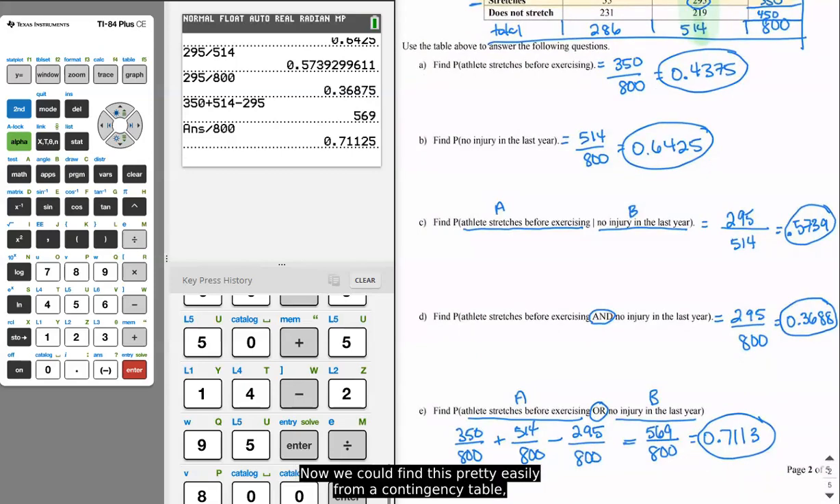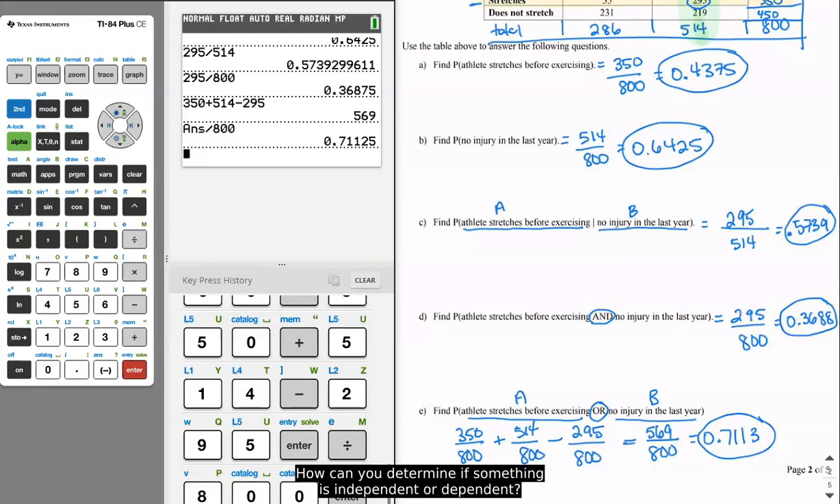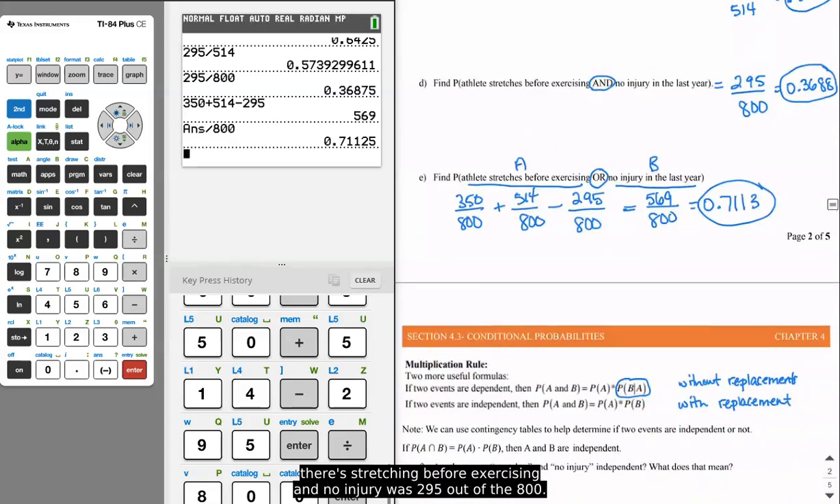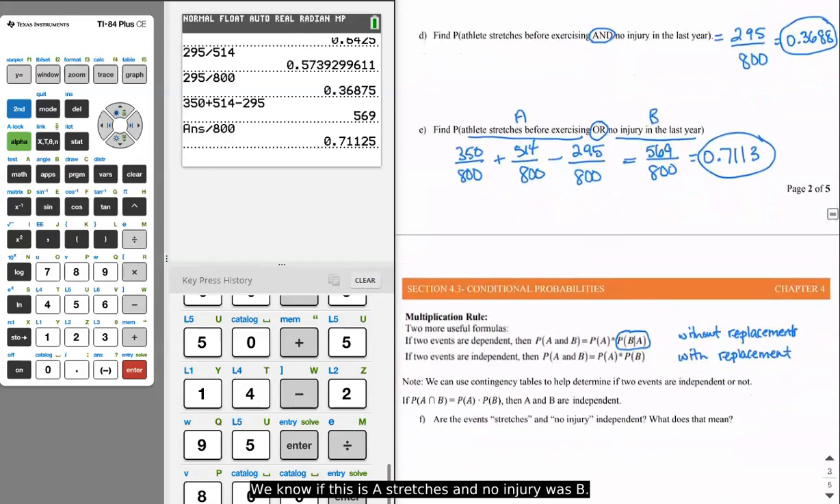Now we could find this pretty easily from a contingency table, but sometimes we don't always have the contingency table. How can you determine if something is independent or dependent? So let's take a look here. We know the probability of A and B, this stretching before exercising and no injury, was 295 out of the 800. So if A is stretches and B is no injury, then the probability of A and B, which we found with letter D, was 295 out of 800.